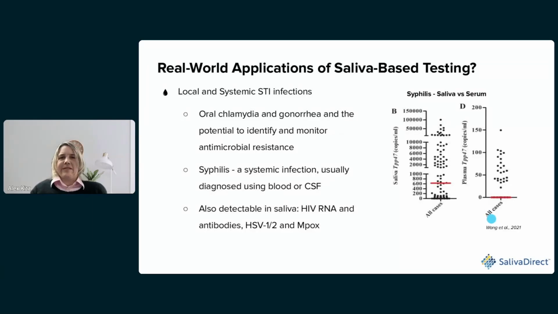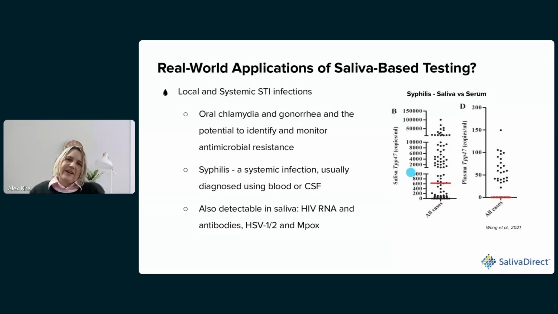The second example I wanted to highlight is syphilis detection in saliva. Syphilis is a systemic infection and can affect a variety of different organs if left untreated, and it's usually diagnosed using a blood sample or CSF. And in this graph over here, I just focus on all cases, although the study shows that it's reliably detectable in the different subtypes in saliva as well.